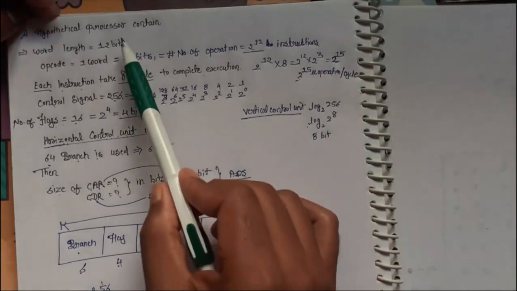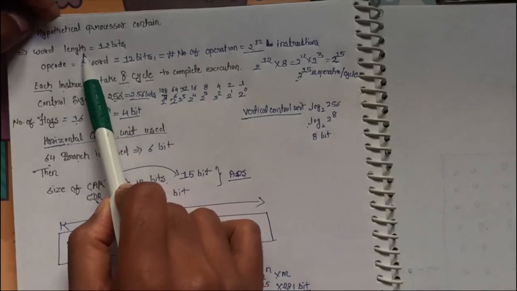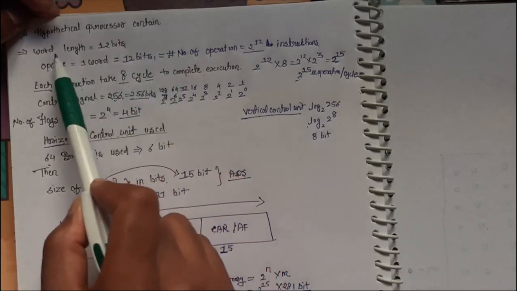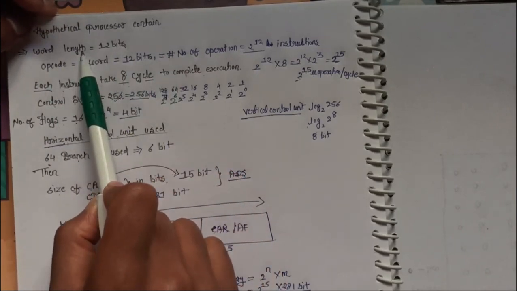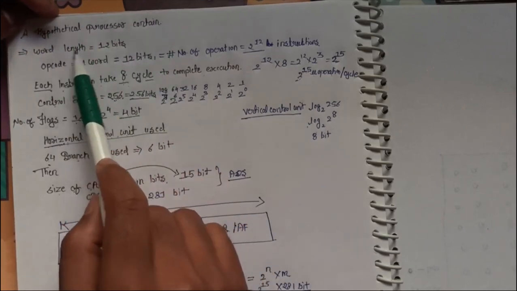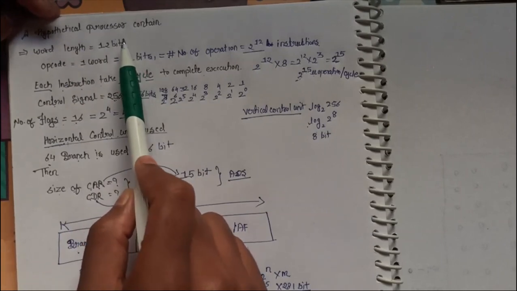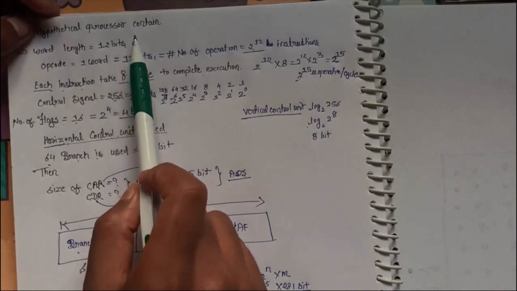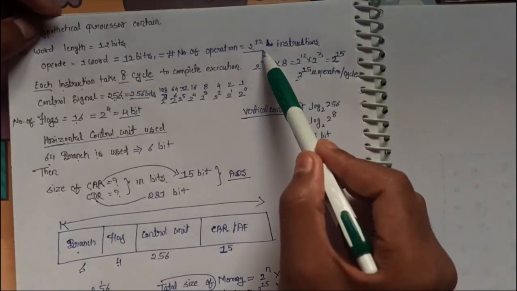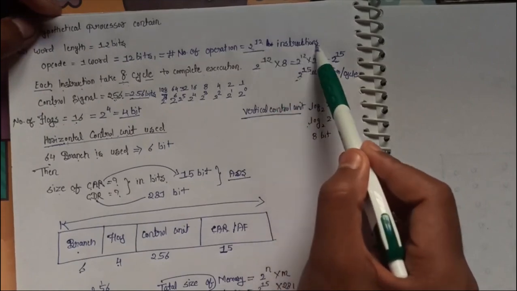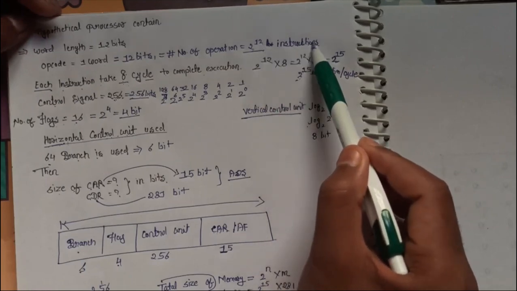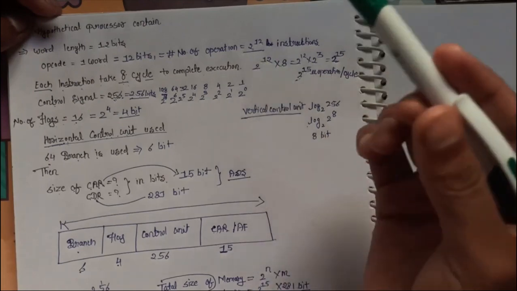I got this example for you, and I explain each of these things, like what the word length is. I hope you already know word length. Suppose a hypothetical processor contains a word length of 12 bit, so it is a 12 bit processor. In that sense, it has 2 to the power 12 instructions. So it will support a total of 2 to the power 12 instructions.